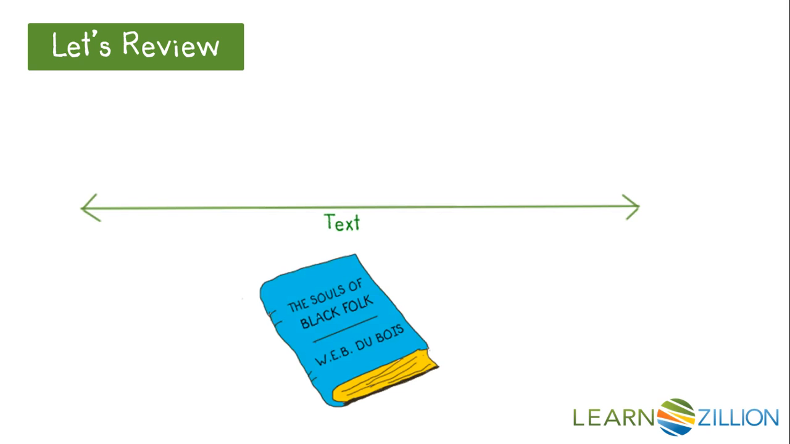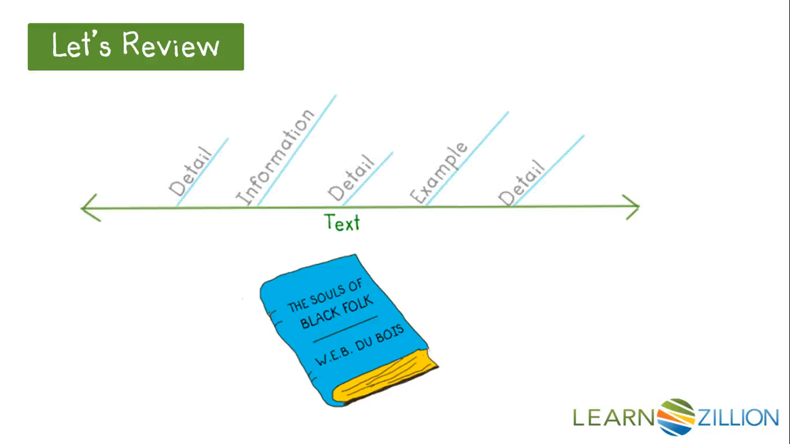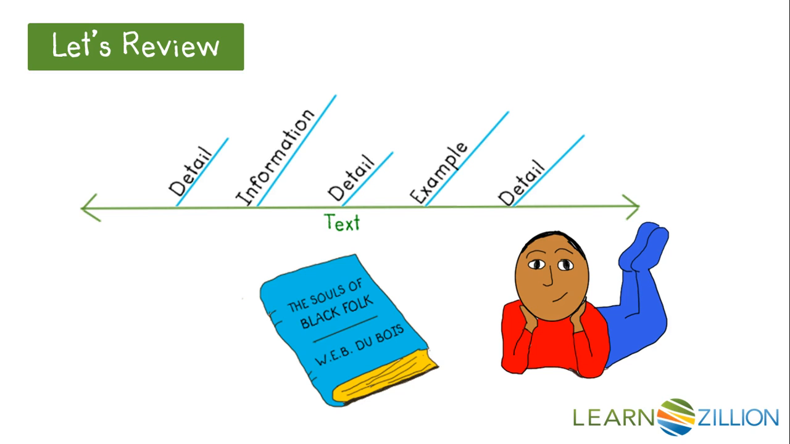Now, good readers know that when a writer is working on a text, they will use details and information and examples throughout the text to reiterate or focus their ideas. A good reader will stop and pause after reading a little bit of the text to see how this information or details all relate together.